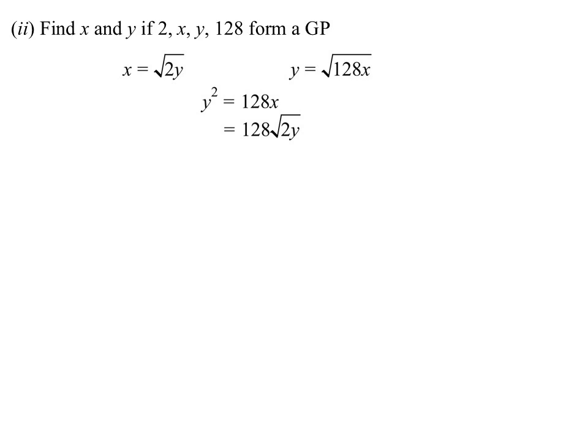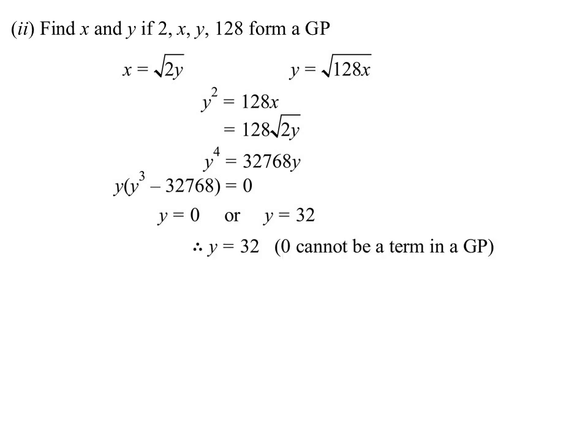So y squared is 128x. Playing around with that, we get eventually, oh here we go, we've got this quartic that we're solving. So either y is equal to 0 or y is 32. Now I can discount the first possibility. You cannot have a geometric progression where one of the terms is 0. Well, I suppose you could, but it's a very, very boring pattern if you think about it, because every term would be 0. It's going to be y is 32. And now I can work out x. I've got the two numbers in there.